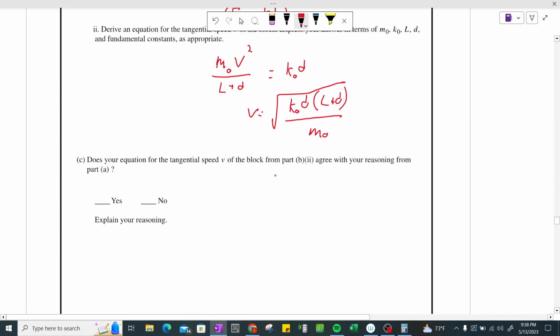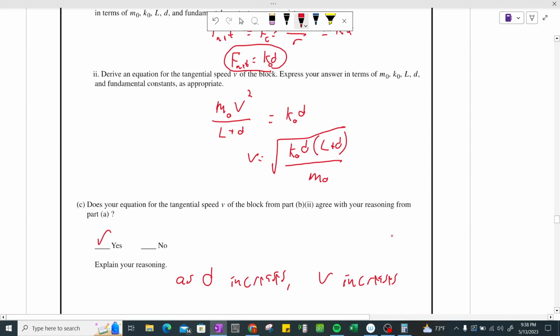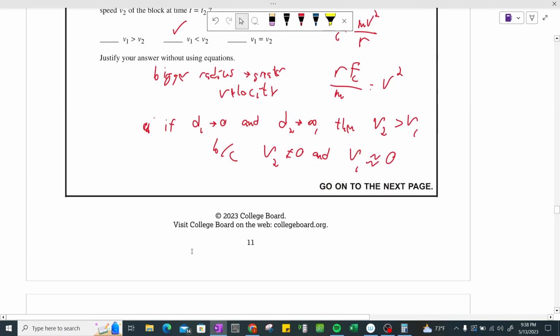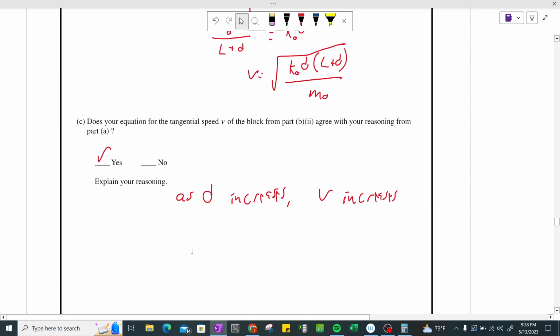So because that distance is larger, we can say yes, as d increases, v increases. We don't need to even specify that it increases linearly or quadratically or at a square root rate because all they're asking for is, does it agree with our reasoning? We said here that v2 is bigger than v1. Down here we can say that when that distance gets bigger, our velocity gets bigger as well. That agrees. That's all we have to say.